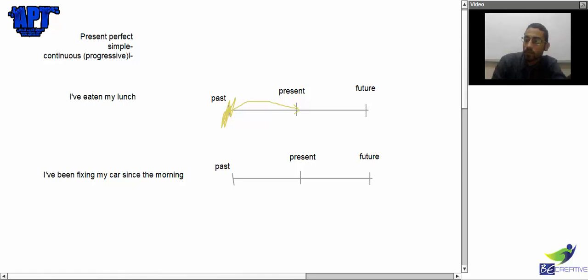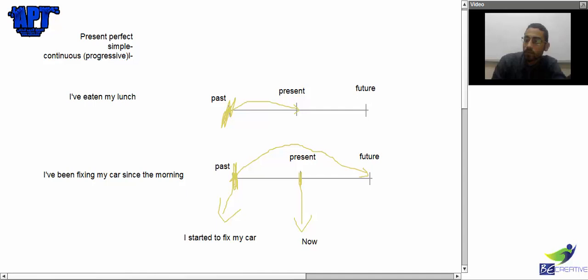Okay, I've been fixing my car since the morning. What's this? Yeah, it started here. So this action started here. Okay, that's where I started to fix my car. So at this point in the past, in the morning. So here it's what? The morning. Now, in here that's happening now. So at this point here, what's this? This is, yes, this is now. Now, when I say I've been fixing my car since the morning, that means I started here and I will finish, yes, in the future.